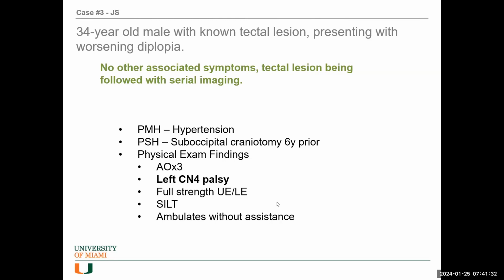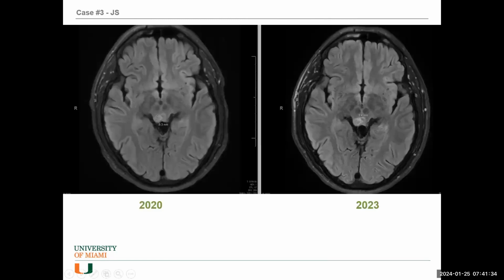So you get imaging and you see this lesion, and it has increased in size from 2020 to 2023. So it is enlarging. It's an axial FLAIR MRI with an eccentric, right-sided tectal FLAIR hyperintense lesion. And so again, this area right here, tectum, what exactly would these things be called?